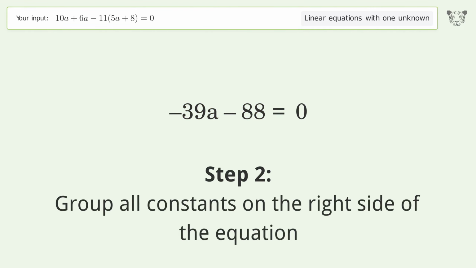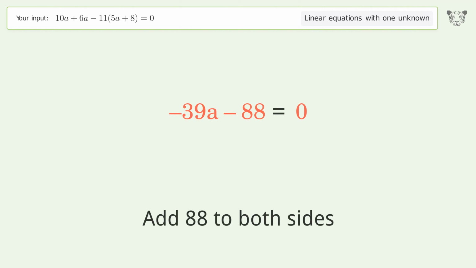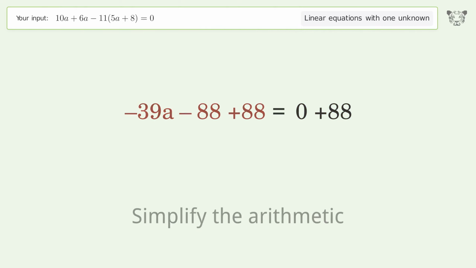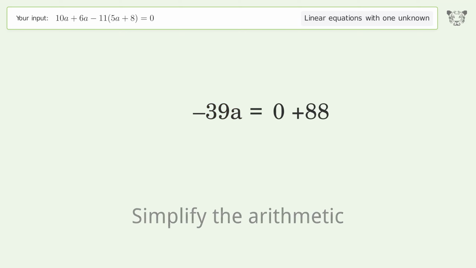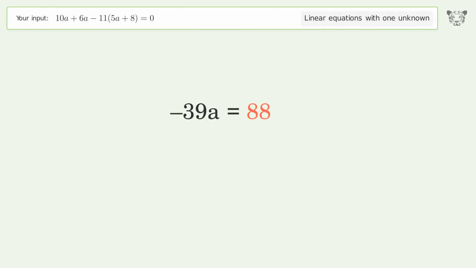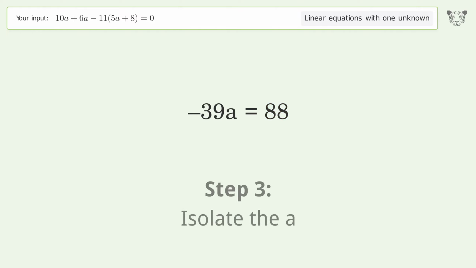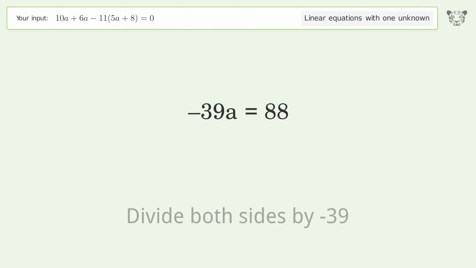Group all constants on the right side of the equation. Add 88 to both sides. Simplify the arithmetic. Isolate the a. Divide both sides by negative 39.